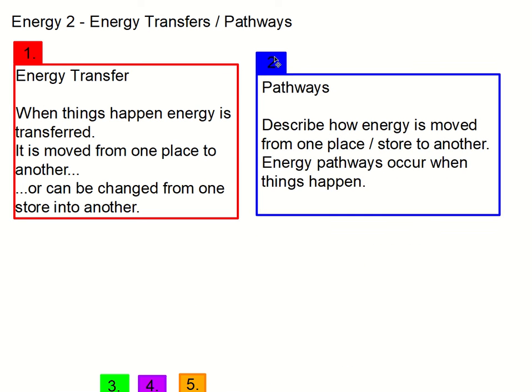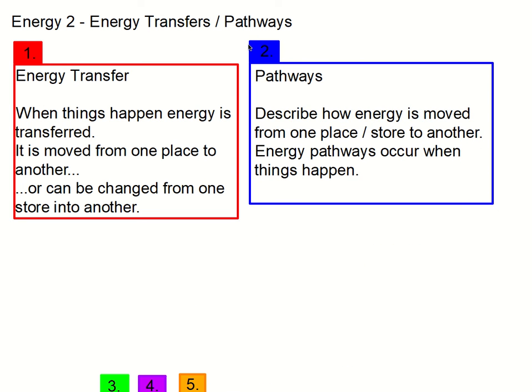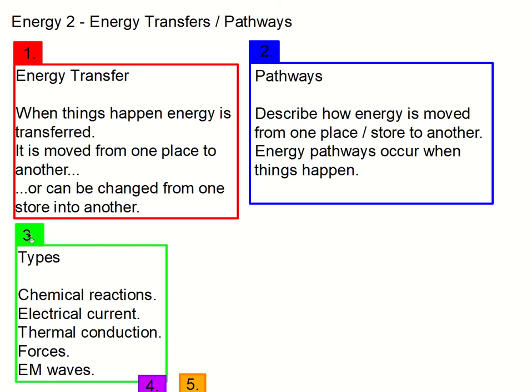Now, the new GCSEs try and make things a little bit more complicated, because we talk about things called energy pathways, and an energy pathway actually causes the energy to be moved from one place to another. It's the actual process that causes the energy to be changed from one type of energy into another. So if you get the energy transfers taking place, there will be a pathway there as well.